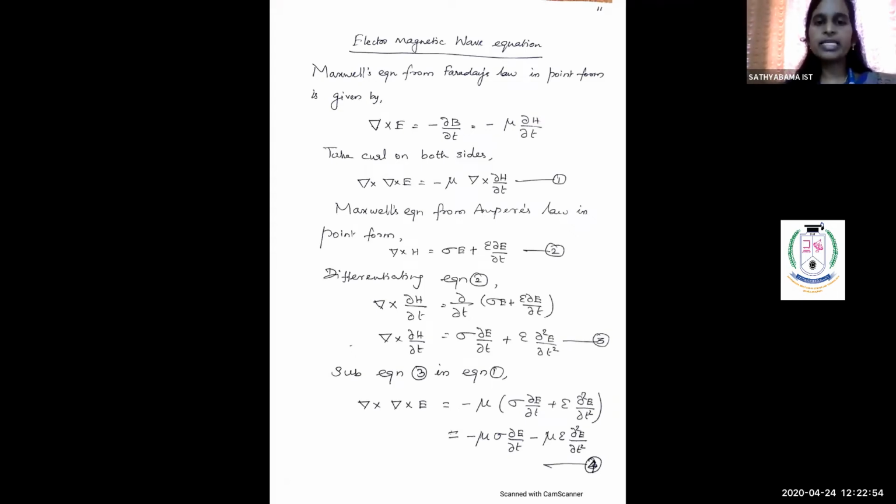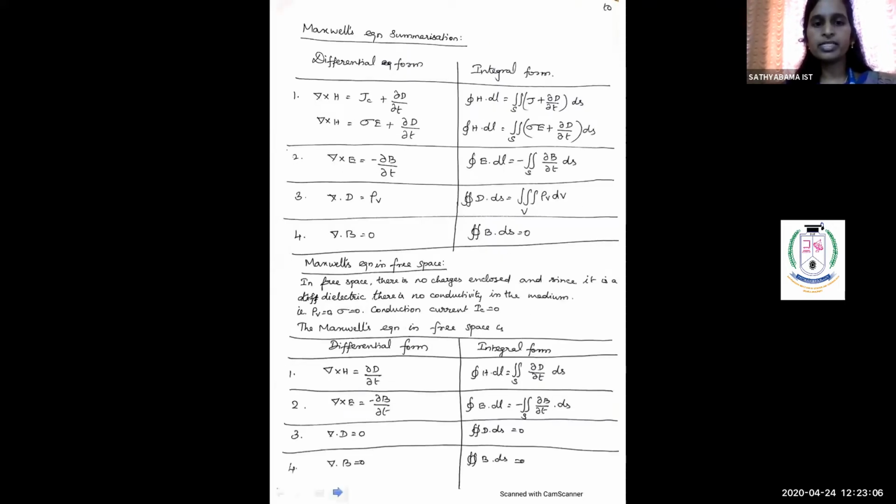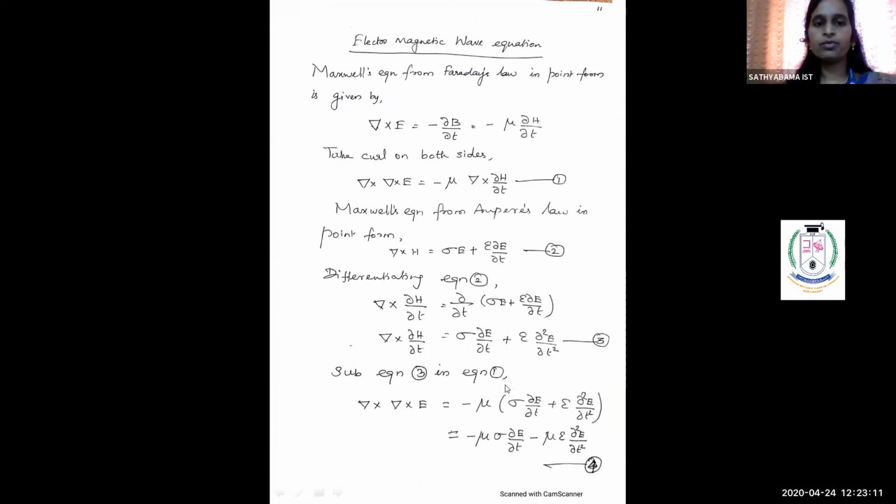So del cross E is equal to minus dou B by dou t. That is the equation derived from Maxwell's equation, Faraday's law. That is, see here, del cross E is equal to minus dou B by dou t. That is our second equation. And what we have to do, we have to take curl on both the sides. Taking curl means what? Del cross the particular function we have to take. Left hand side we have del cross E, so we have to take curl. Curl of the function means we have to find out del cross E.